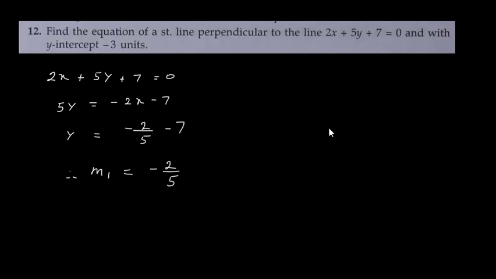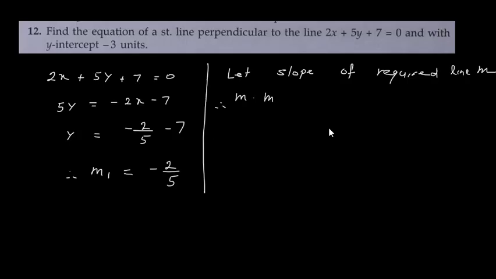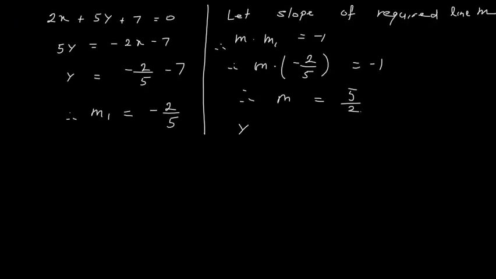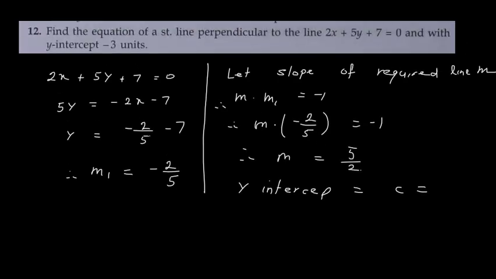Now let the slope of the required line be m. So you have m into m1 equal to minus 1, because it is given that they are perpendicular. So m into minus 2 divided by 5 is equal to minus 1. So the minus signs will cancel, and I can say that m is equal to 5 divided by 2. And the y-intercept is also given. Y-intercept c is equal to minus 3.